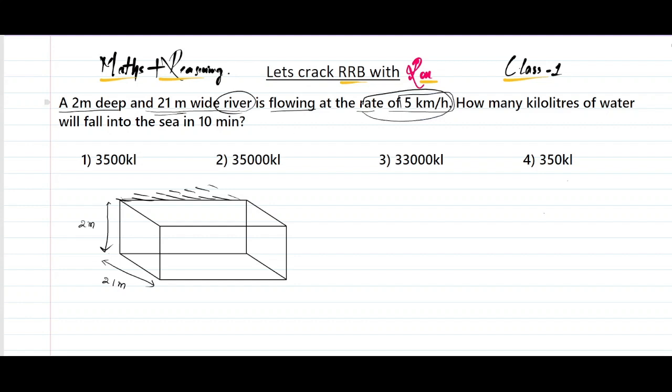First, you need to understand what the rate of 5 km per hour means. Listen very carefully. The rate of 5 km per hour means that in 1 hour, the amount of water flowing with 2 meter depth, 21 meter breadth and 5 km length. Again, I will repeat this: in 1 hour the amount of water flowing with 2 meter depth, 21 meter breadth and 5 km length.